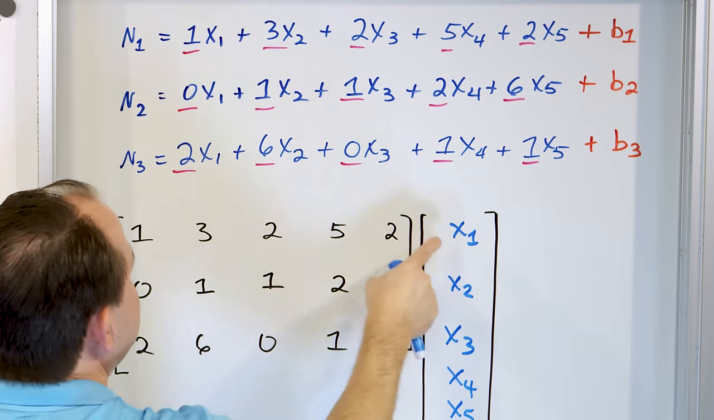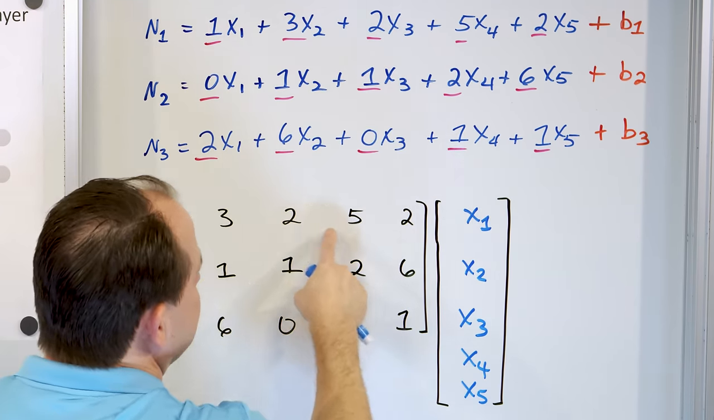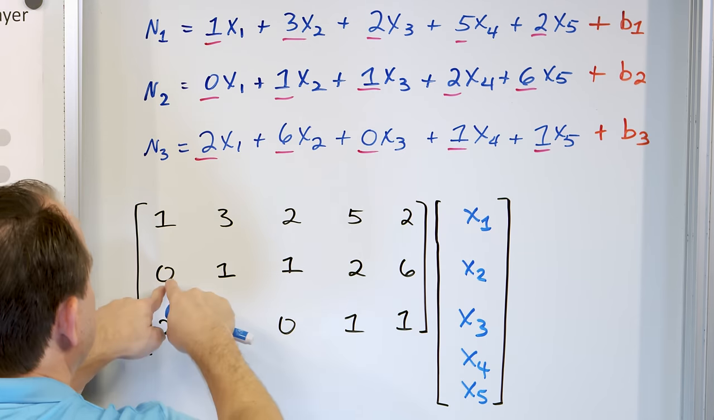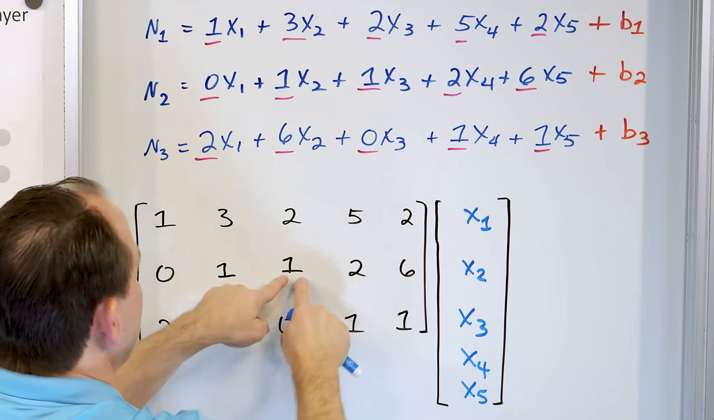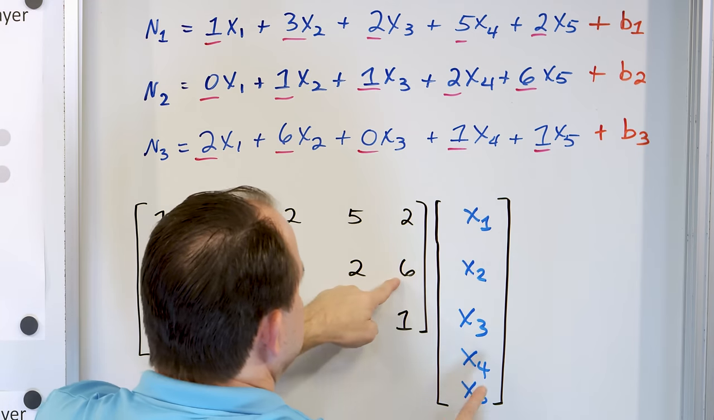1 times x1, that comes from here; 3 times this is here; 2 times x3, and then the 5 and the 2 come from here. Then you go to the next row. 0 times this, here it is. 1 times this, here it is. 1 times this, here it is. 2 times this, here it is. 6 times this one, here it is.